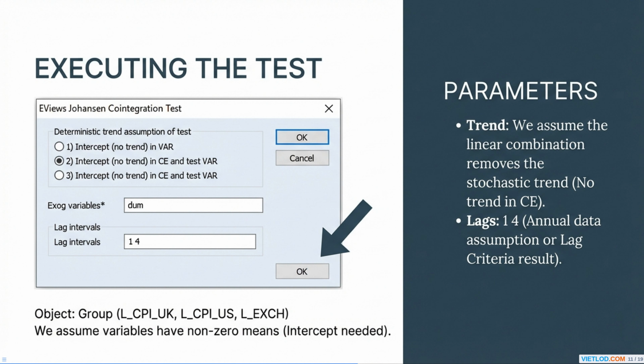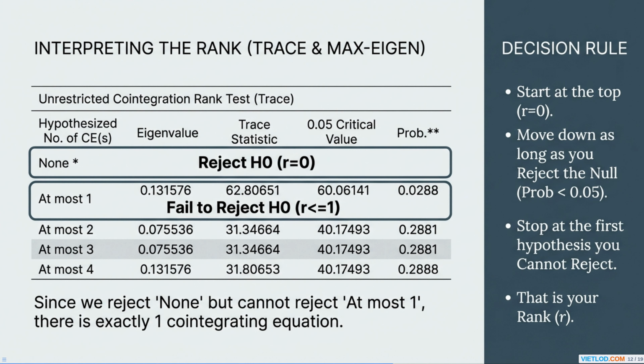We also include an exogenous variable, DUM, which is likely a dummy variable to account for specific events or structural changes. Finally, a critical parameter is the lag interval for the underlying VAR model, which we set from 1 to 4. This lag length choice is either based on an assumption suitable for annual data or, more robustly, derived from prior lag criteria results, ensuring the residuals are well behaved.